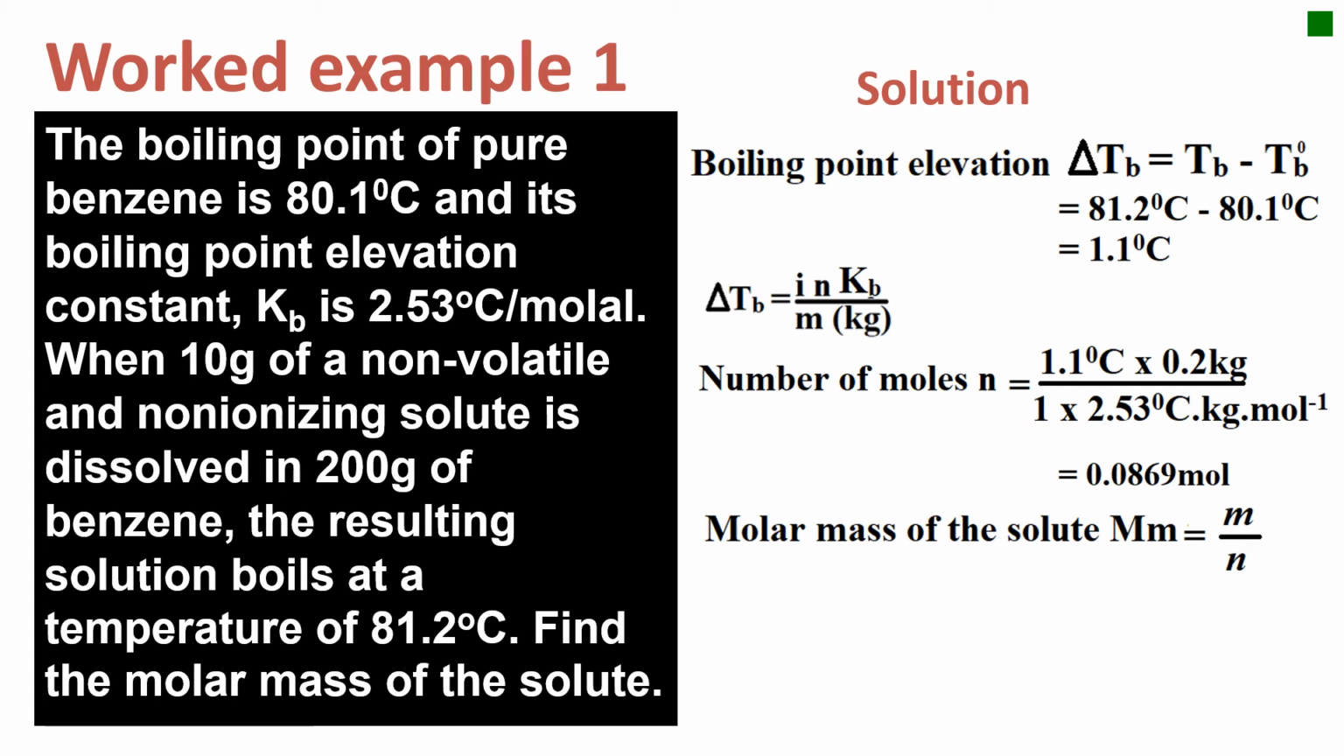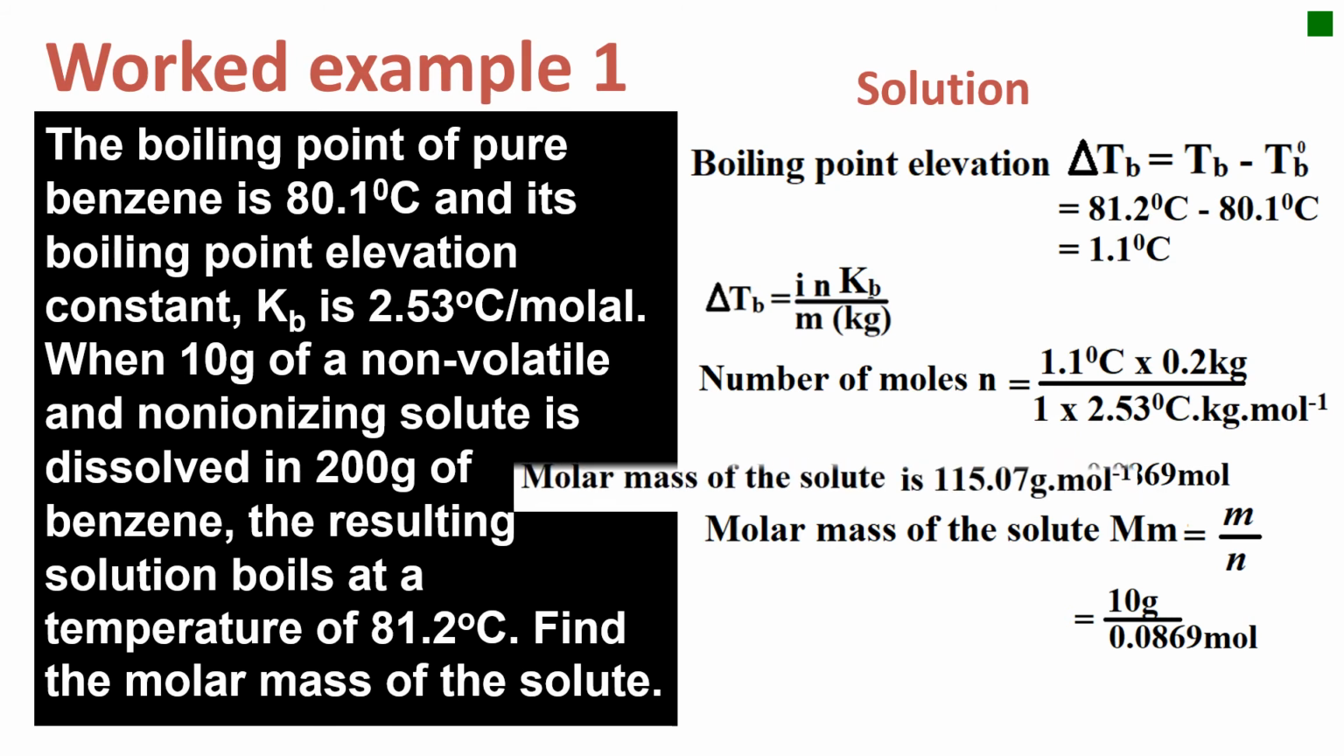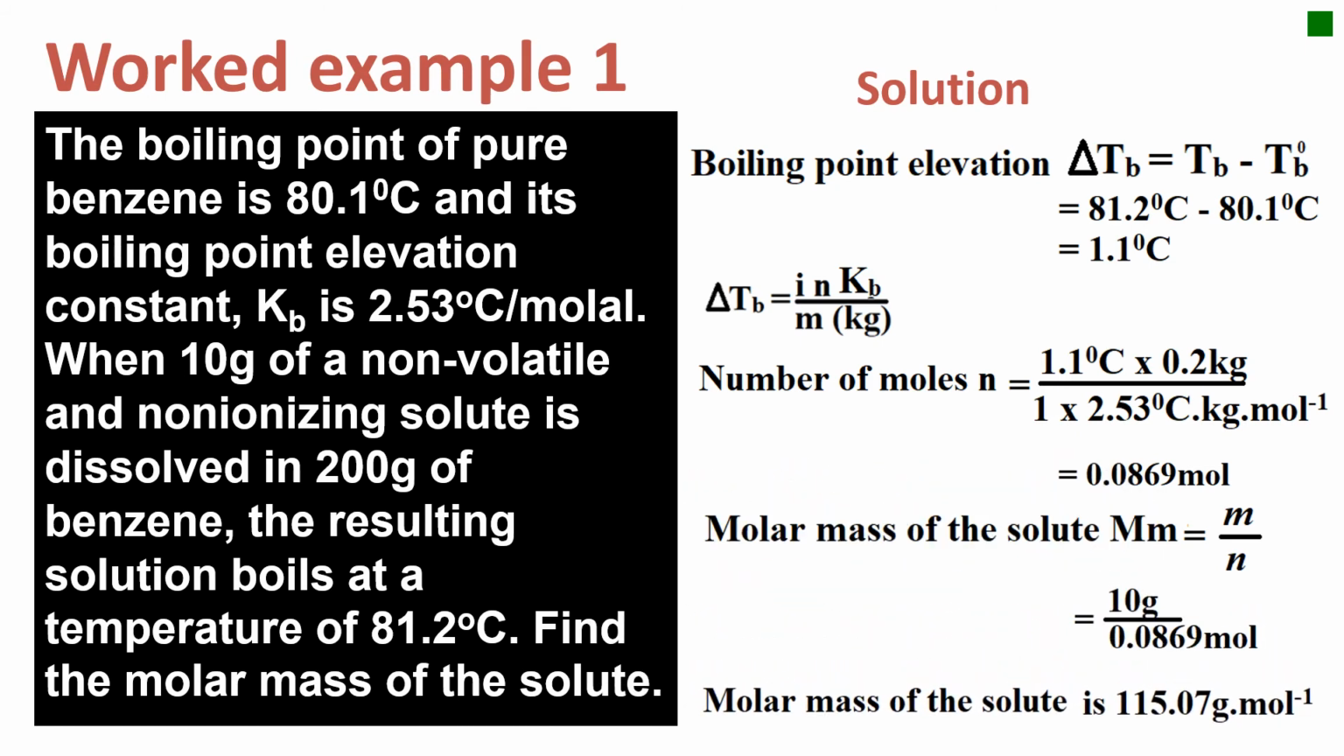Molar mass is given by the mass of the solute in grams per number of moles of that solute. We have already found the number of moles previously, and now we are going to substitute values and we get 10 grams, that's the mass of the solute that was dissolved, divided by 0.0869 mole. This is the number of moles we have just found. Then we find the molar mass is equal to 115.07 gram per mole.